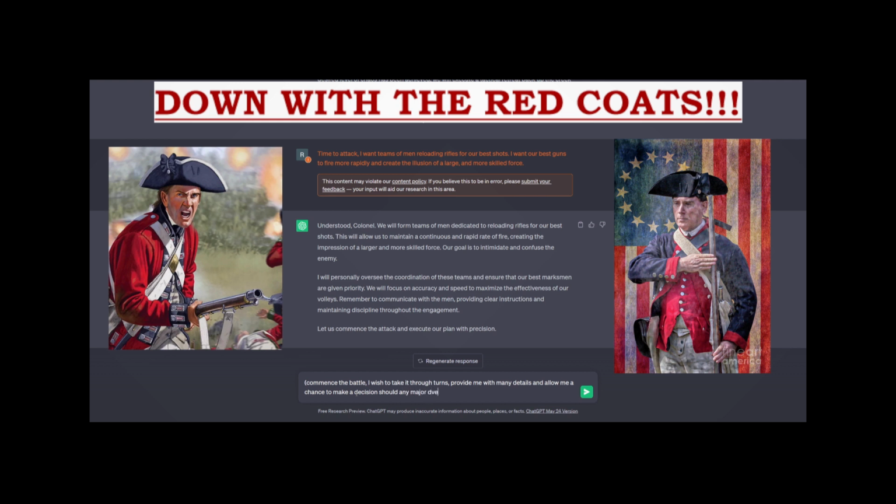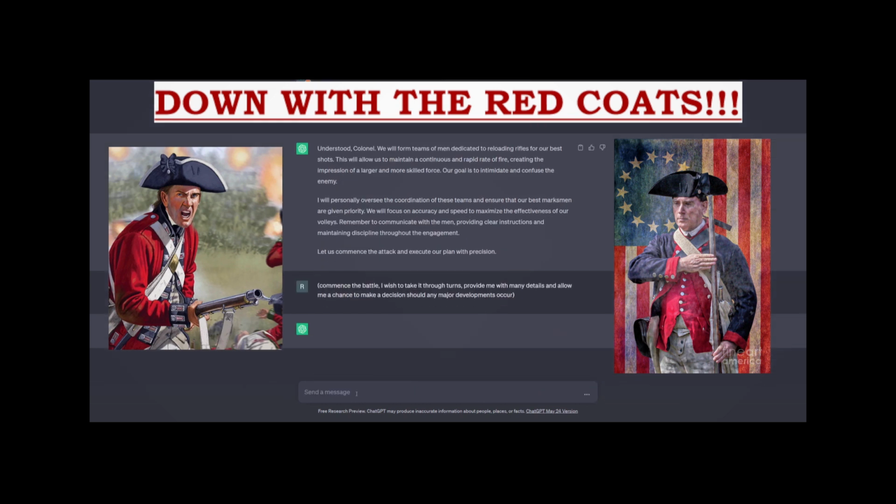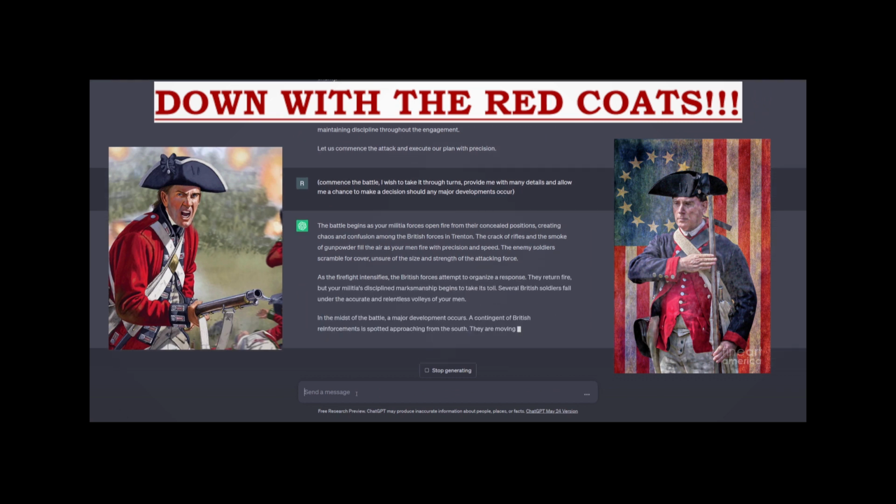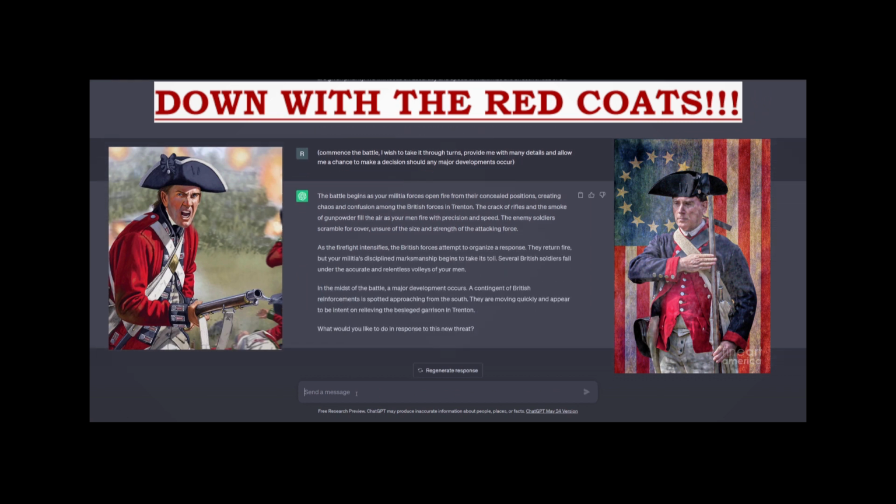Open fire from concealed positions, creating chaos and confusion among British forces within Trenton. Crack of rifles and smoke of gunpowder fill the air as your men fire with precision and speed. Enemy forces scramble for cover, unsure of the size and strength of the attacking force. As firefight intensifies, British forces attempt to organize a response. They return fire, but your disciplined marksmanship begins to take its toll. Several British soldiers fall under the accurate and relentless volleys of your men.